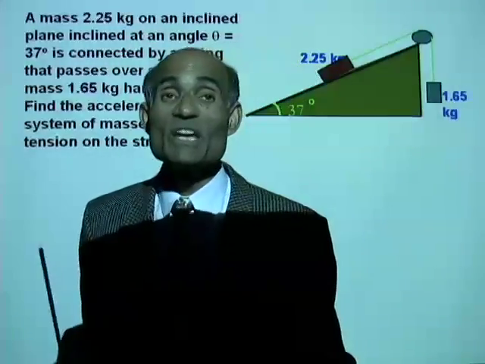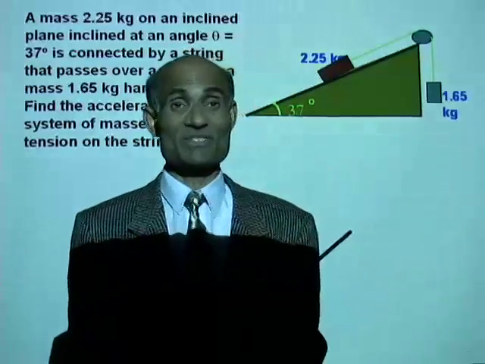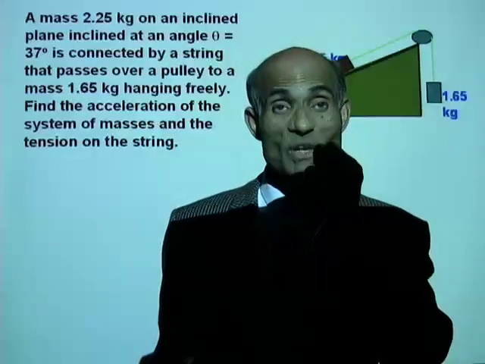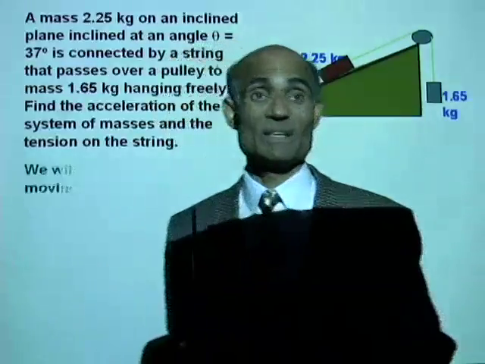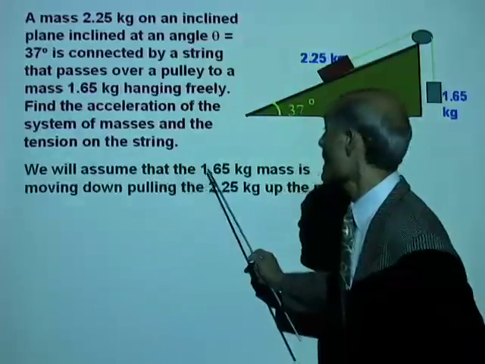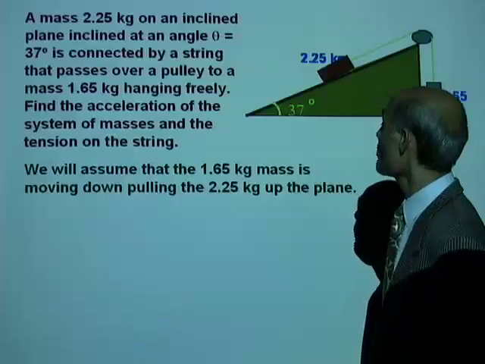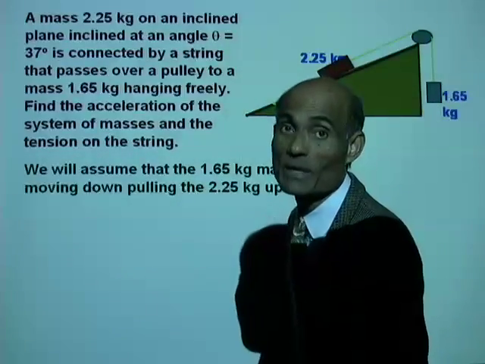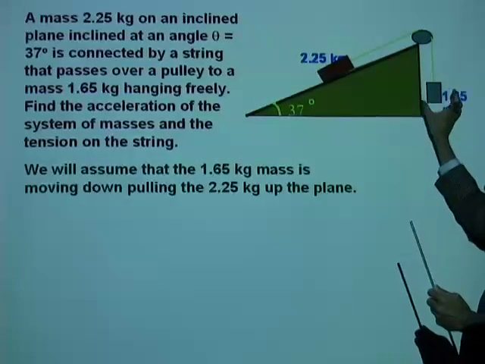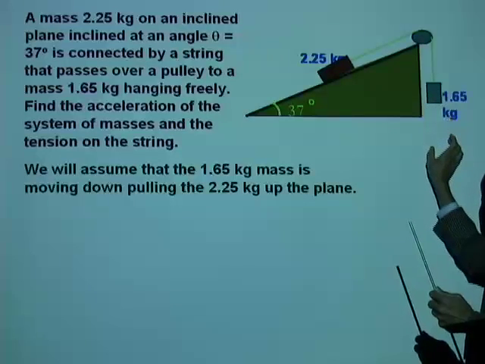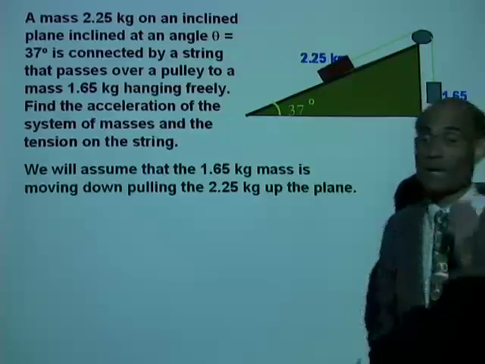Well, we need to figure out the net force on each of these masses. Is that right? That's the method we developed. Isolate each object and figure out the net force on each object. Let's try that. We will assume that the 1.65 kilogram mass is moving down, pulling the 2.25 kilogram up the plane. So we will assume that the system is actually moving down. That means the 1.65 kilogram is falling and the 2.25 kilogram is moving up the plane.